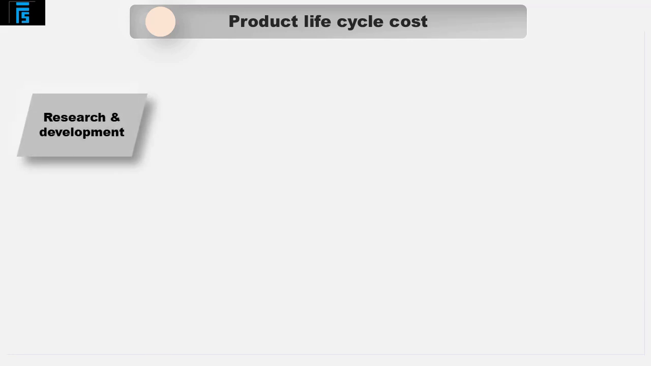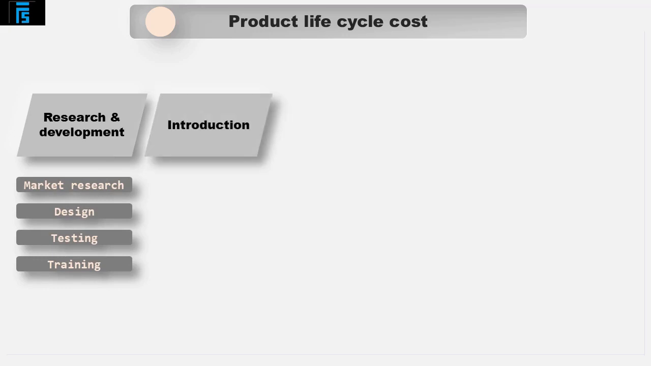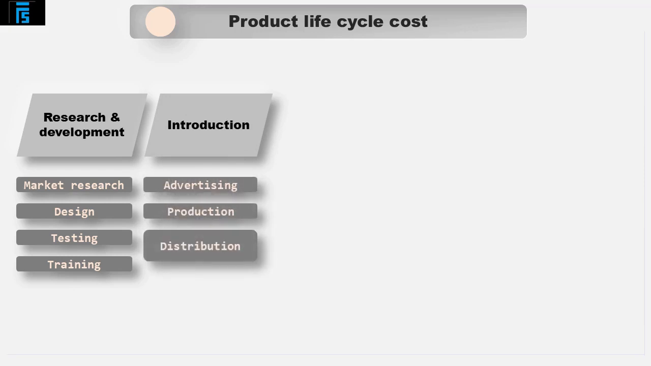Research and development. The costs incurred at this stage include market research, product design, product testing, and training of staff. Introduction. As the product is then introduced to the market, significant advertising costs might be incurred in addition to the production and distribution costs of that product.